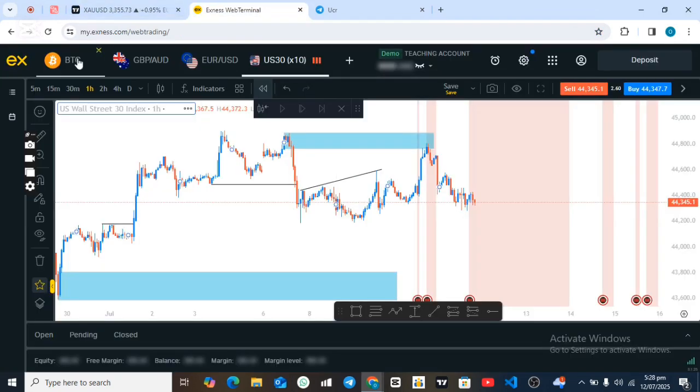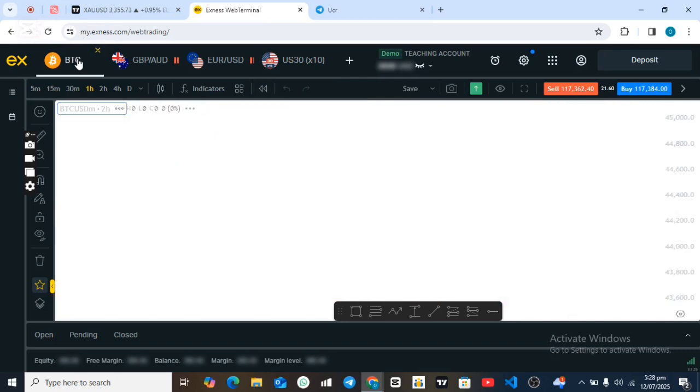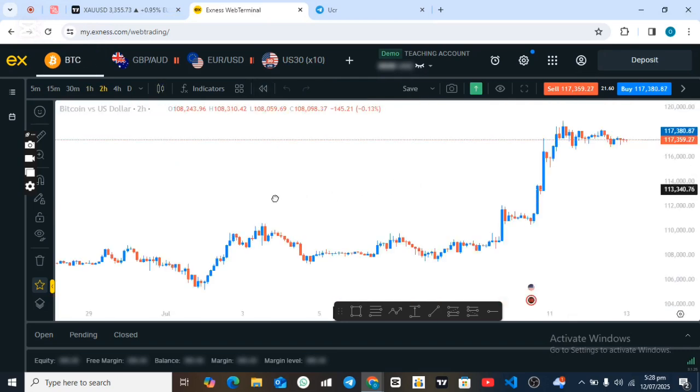Let's take BTC USD to see how we are able to do the same thing with the same pattern, the same strategy.